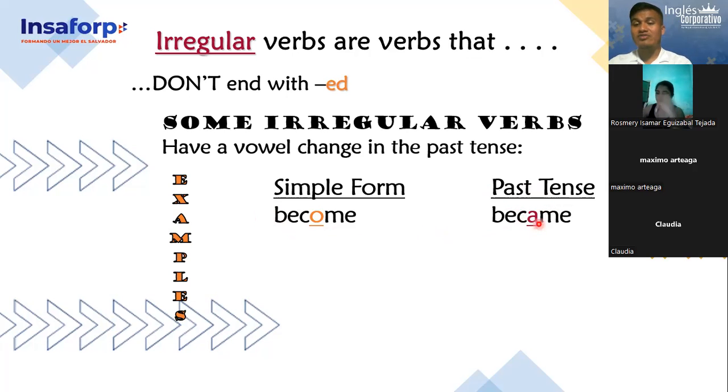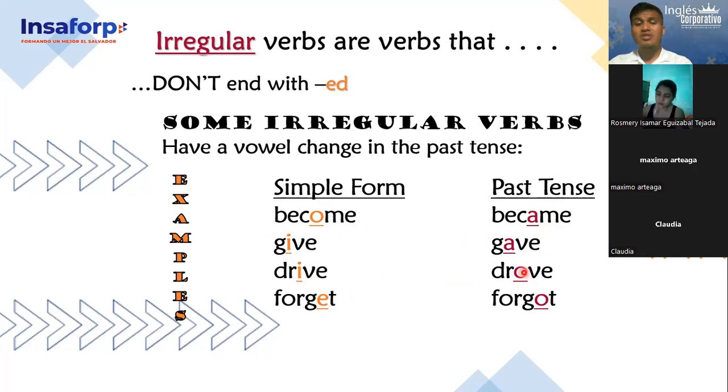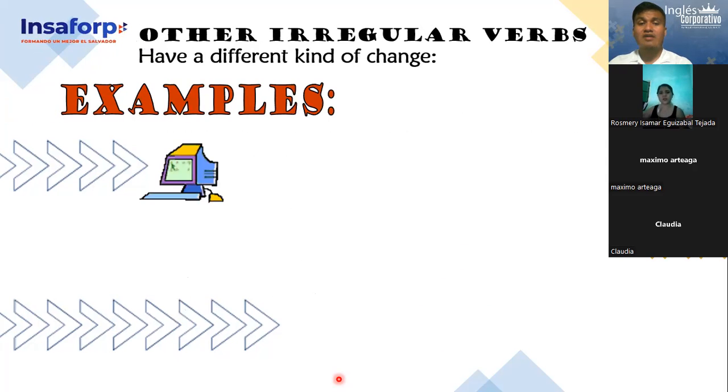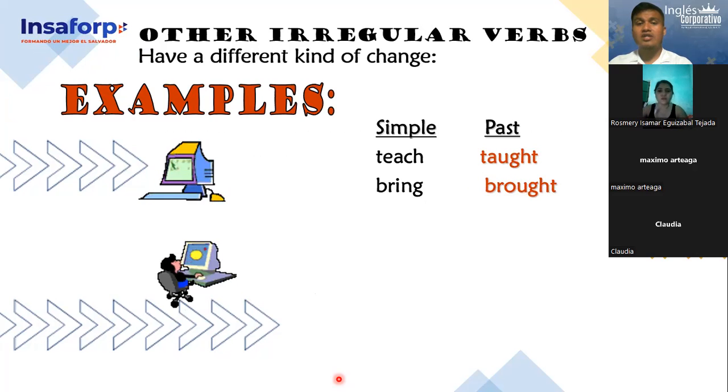So when we have the past, as you can see, the only difference is just a vowel, actually. In present, become. In past, became. We have a lot of them, like give, gave. Drive, drove. So these are just simple rules that we are going to go one by one. And after that, we are going to have a list of some verbs in which we are going to try to practice our pronunciation of those.